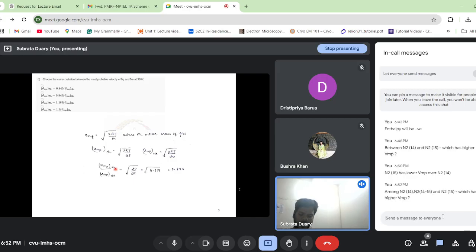As I have already mentioned, the higher the mass, the lower its most probable velocity. Nitrogen has a triple bond, so one nitrogen is 14, another nitrogen 14. Now another situation where one nitrogen is 14, another nitrogen 15. Another situation where both are nitrogen 15. Among these three species, which will have the higher most probable velocity? This is not there in this question, I am just clarifying it for you.